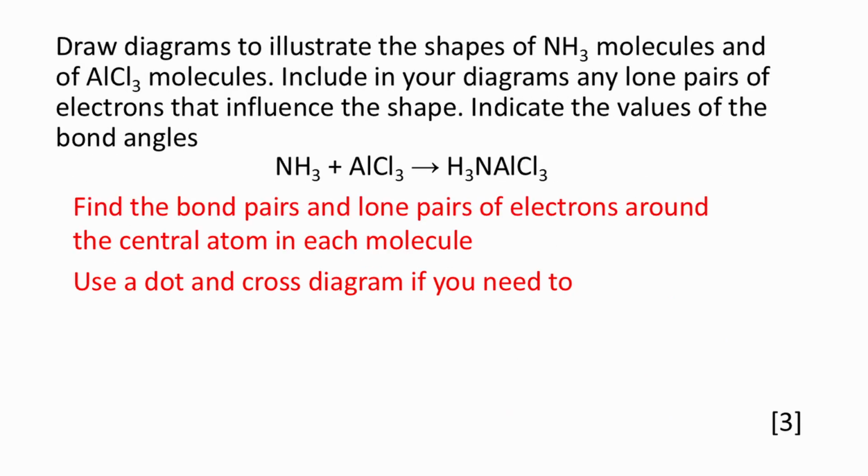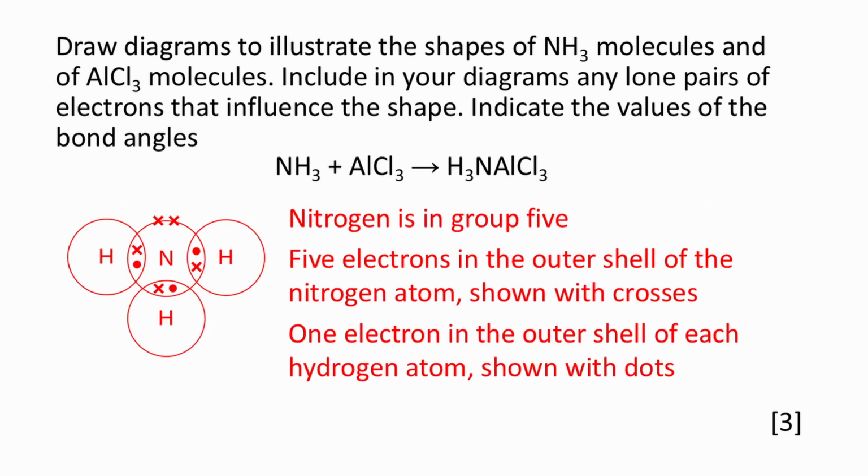To answer this question, you first have to look at the number of lone pairs and bond pairs around the central atom in each of the molecules. A dot and cross diagram might be useful to help you identify the number of lone pairs and bond pairs, but as you gain more experience, you should be able to answer questions like this without dot and cross diagrams.